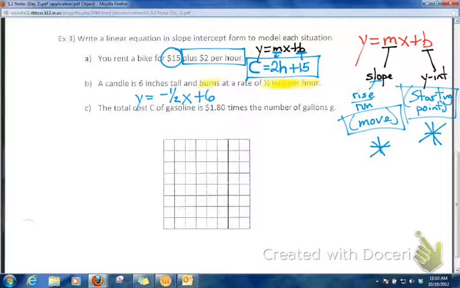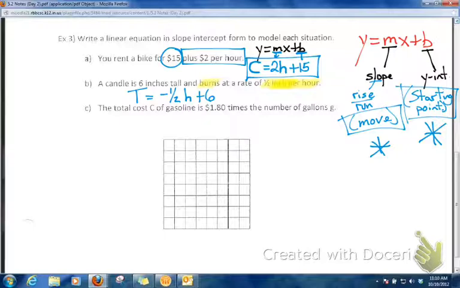But again, since I have a story problem, I don't like the variable x because x is just generic. I'm going to use the variable h again because it's going down by 1/2 inch every hour. And then instead of y, I'm going to use t for how tall the candle is. It starts at 6 inches tall and it goes down 1/2 inch every hour. So there's your equation, t equals negative 1/2 h plus 6. Again, negative 1/2 because it's going down.